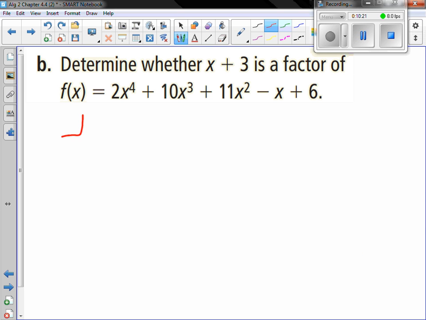Let's do one more because I feel like, for the most part, y'all are getting this here. This is not too bad. Not compared to most of the stuff we've been doing in here.